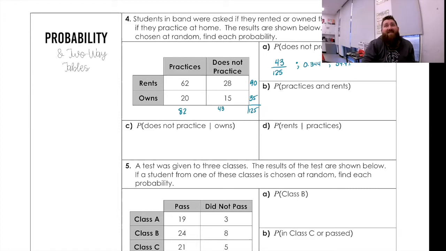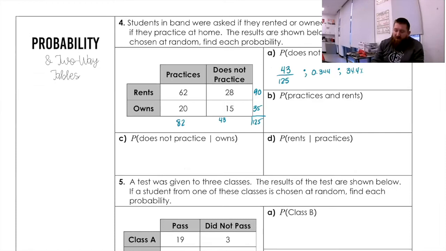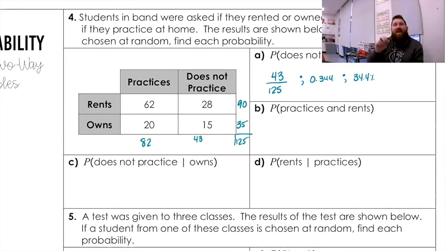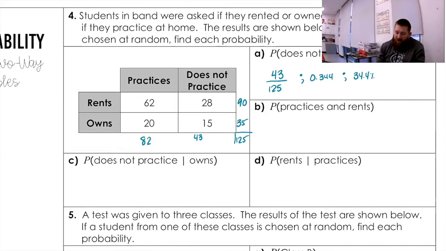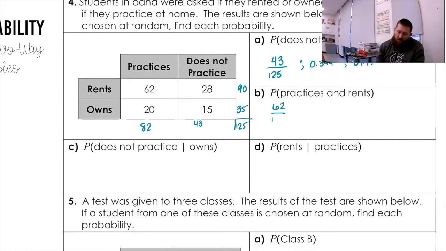Hey, what about practices and rents? They want people that practice and people that rent. So we go to our table. We want to find out where those two individual data points come together. People that practice and rent, there's 62 of them, and that's out of our total population. So 62 over 125. Math bracket to make sure it doesn't reduce. It doesn't, which of course can be represented as a decimal or as a percentage.